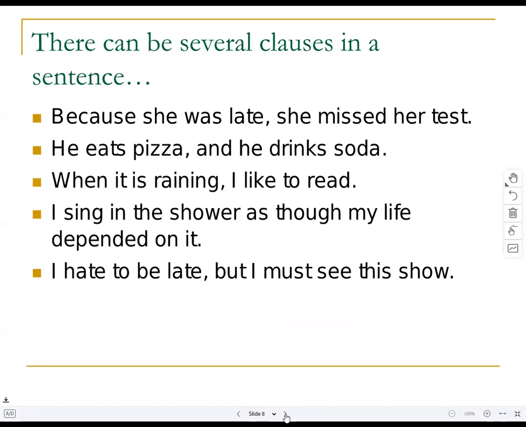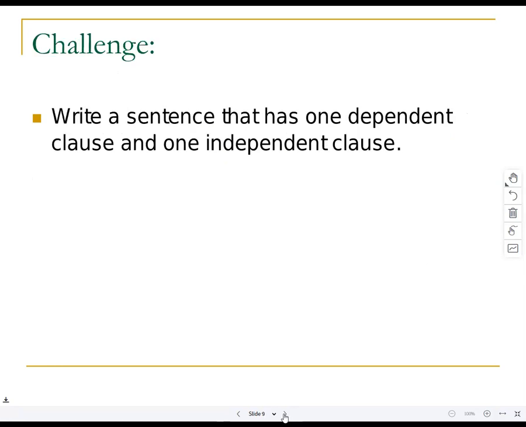Now, if we look at these examples, there can be several clauses in one sentence, right? Because she was late, she missed her test. Now, she missed her test is an independent clause. Because she was late is a dependent one because it is started with a subordinating conjunction. He eats pizza, he drinks soda. Both of them are independent clauses and they are co-joined by a coordinating conjunction. Then I hate to be late, but I must see this show. So independent clauses are co-joined like this.